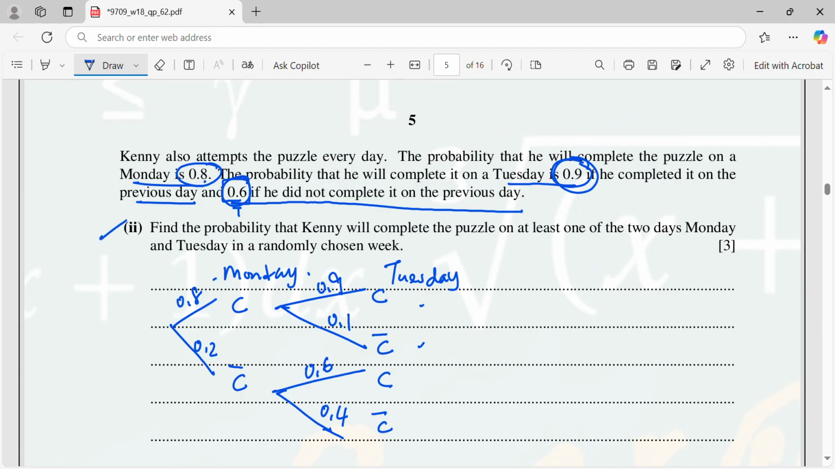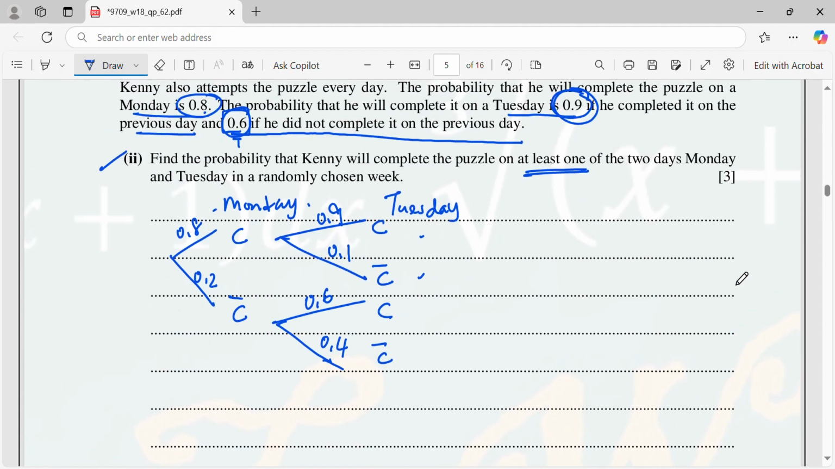Now, second part, find the probability that Kenny will complete the puzzle on at least one of the 2 days, Monday and Tuesday, in a randomly chosen week. Okay, so for this question, basically we have 2 methods to solve. The first one is you can just count directly. So which means completes on Monday and Tuesday.